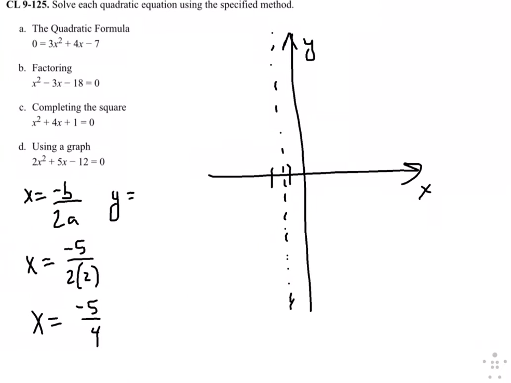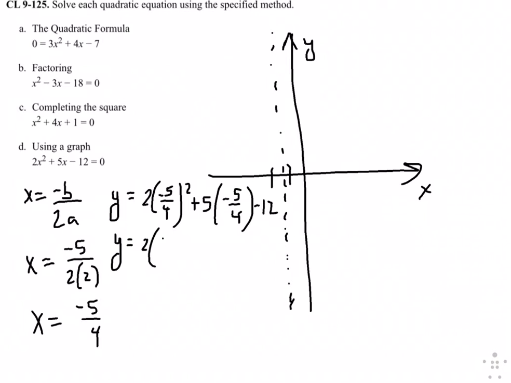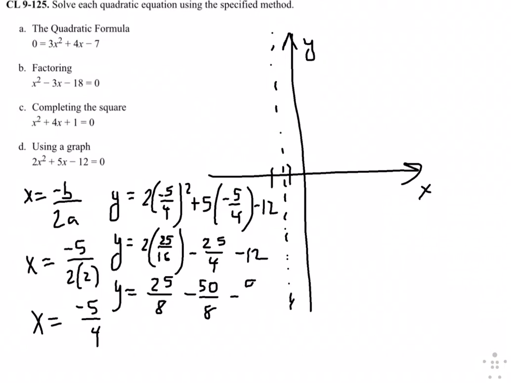So y equals 2 times -5/4 squared plus 5 times -5/4 minus 12. Okay, I'm kind of going into my graph there, but okay. So y equals 2 times 25/16 minus 25/4 minus 12. So y equals 25/8 minus, and I'm going to make 25/4 into eighths, so 50/8. And then I'm going to make the 12 into eighths, so that's 96/8.